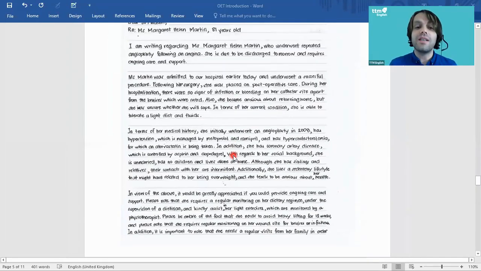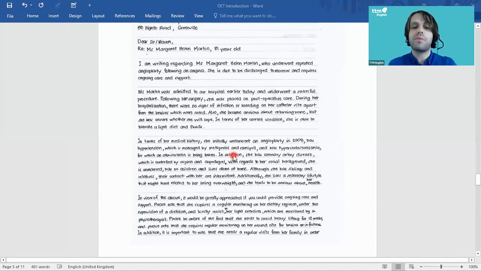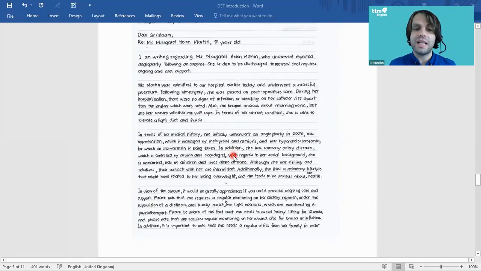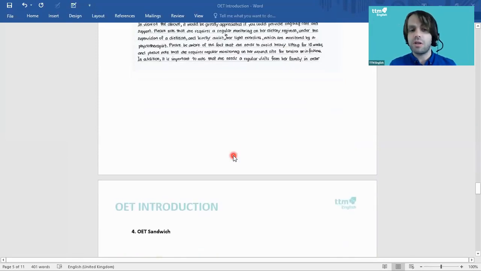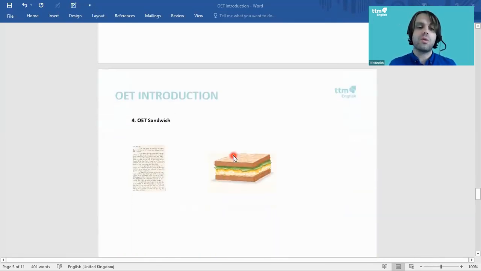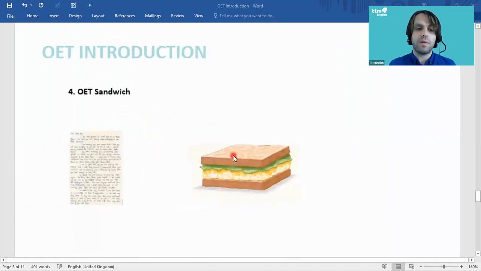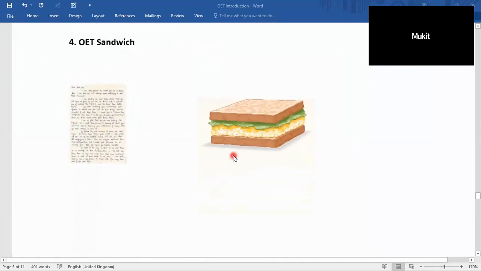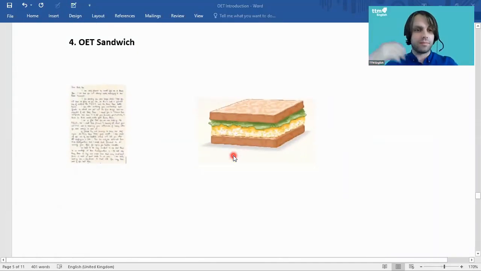Okay, so you see the two examples, all right? But I want to show you something more now. We've seen a real example. I've showed you dead simple examples. I want to talk now about something called the OET sandwich, right? And I want to explain why it's all related.